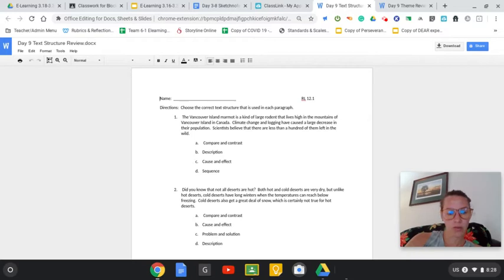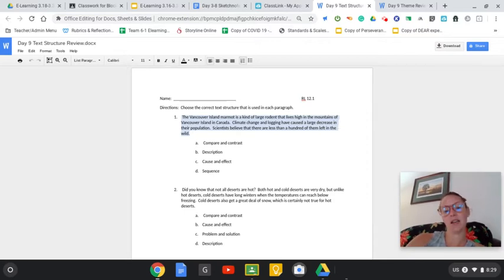Okay, so if you remember text structure, there were 5. I actually only gave you 4 choices to narrow it down a little bit to help you. So let's go ahead and read the first one together. So the first one says, the Vancouver Island marmot is a kind of large rodent that lives high in the mountains of Vancouver Island in Canada. Climate change and logging have caused a large decrease in their population. Scientists believe that there are less than 100 of them left in the wild.